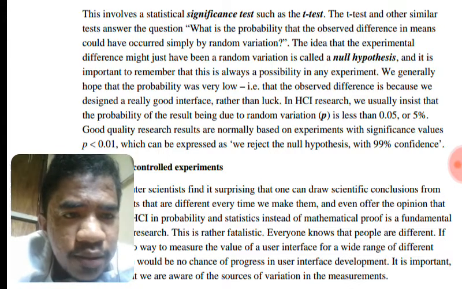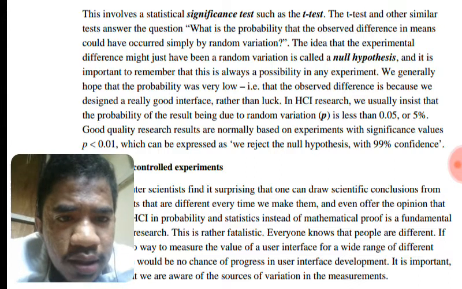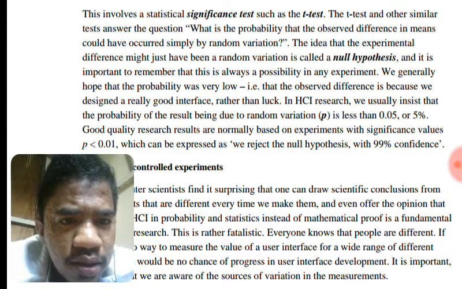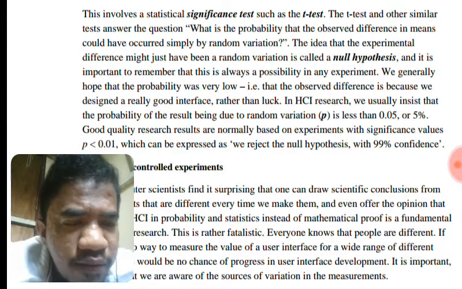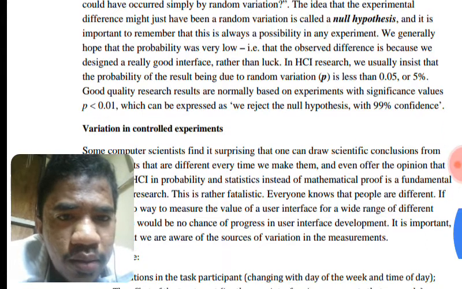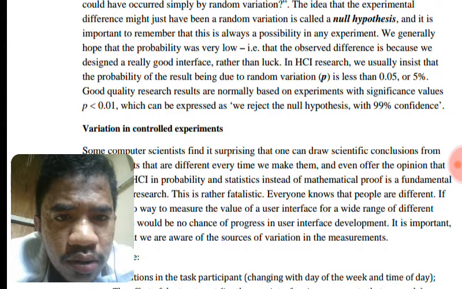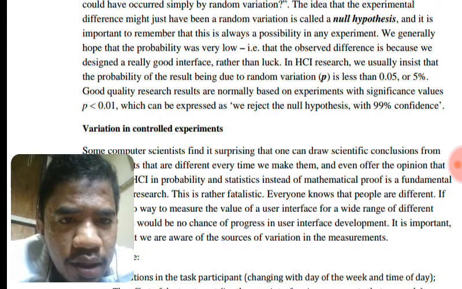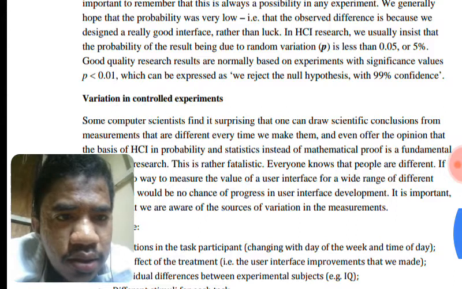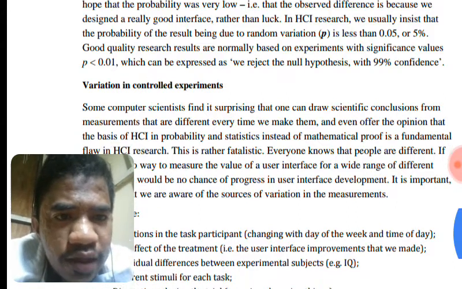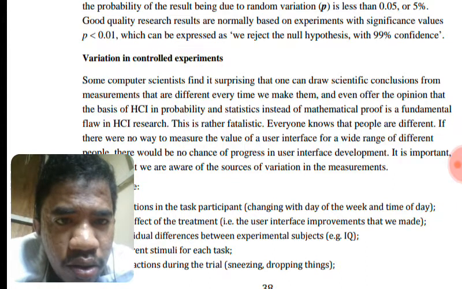0.05 or 5%. Good quality research results are normally based on experiments with a significance value p less than 0.01, which can be expressed as we reject the null hypothesis with 99% confidence. Variation in controlled experiments.